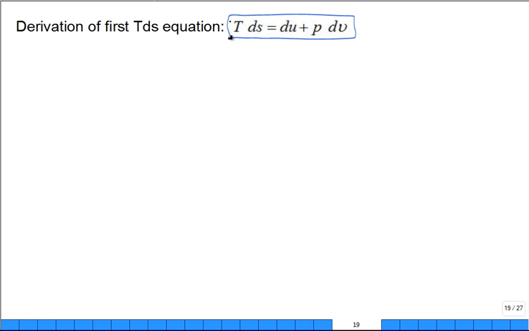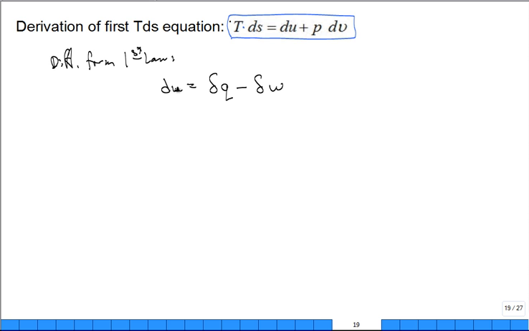What it says is, the temperature times a small change in entropy is equal to a small change in U plus P times a small change in V. Well, you start by doing a differential form of the first law. What does that equation look like? It looks like dU equal to delta lowercase q minus delta lowercase w.